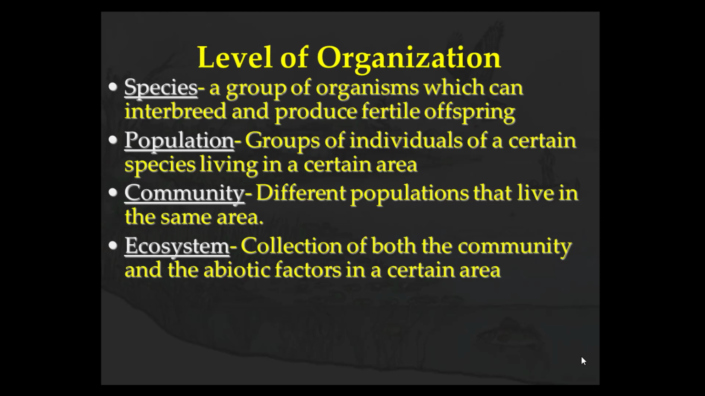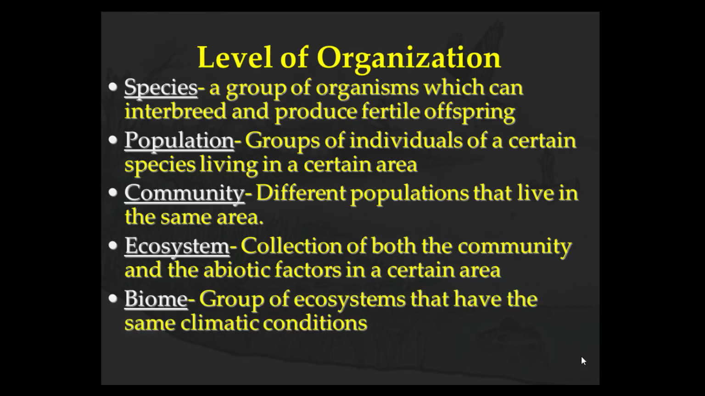Ecosystem: it is a collection of both the community and the abiotic factors in a certain area. For example, in a forest, the oxygen content, carbon dioxide content, water content, and living systems all form an ecosystem. Biome: it is a group of ecosystems that have the same climatic conditions.